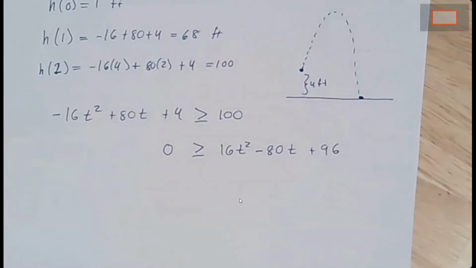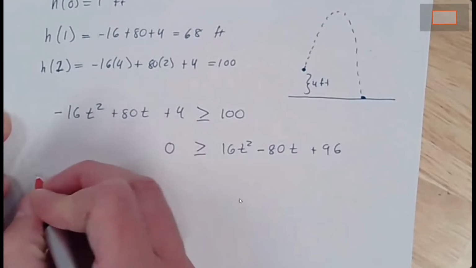Or you could have brought the 100 to the left and had negative 16t squared plus 80t minus 96 bigger than or equal to 0, and then multiply both sides by negative 1. Then had positive 16t squared minus 80t plus 96 less than or equal to 0 because you would change the direction of the inequality. Let me, instead of just saying the words, let me actually show you. We could have done this instead.